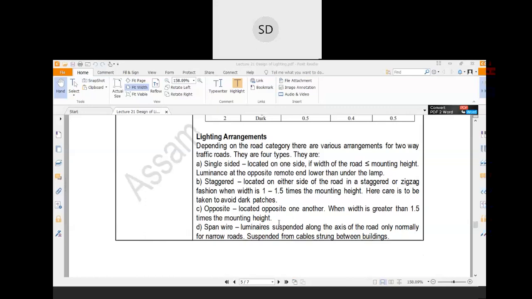Now, the next point is light arrangement. Depending on the road category, there are various arrangements for two-way traffic roads. There are four types. The first one is single sided. Single sided means, suppose this is a road, you are providing the lighting only on one side.